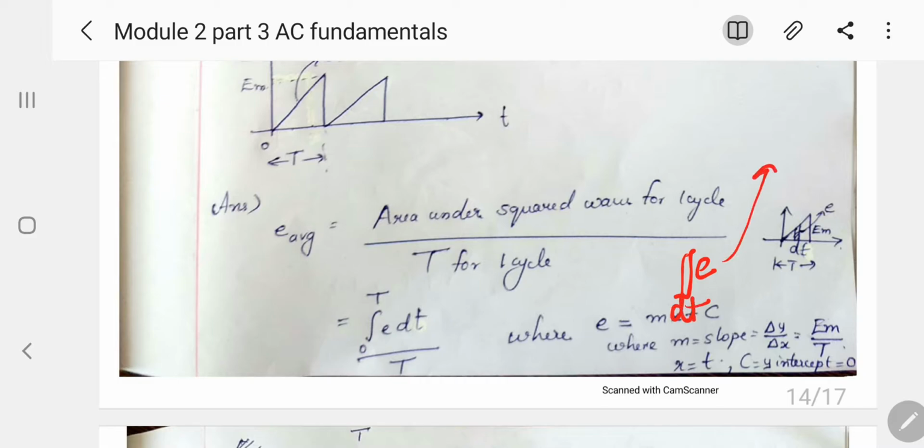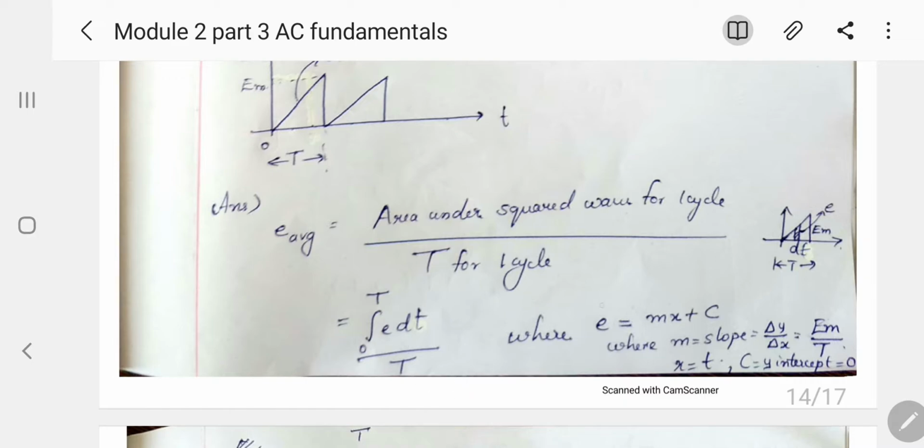What is the equation for E? Is it E is equal to Em sin theta? No. It comes only when the wave is a sine wave. Here it is not a sine wave, it is a straight line. So don't write the equation for E as E is equal to Em sin theta and do the problem like that, then it will be completely wrong.